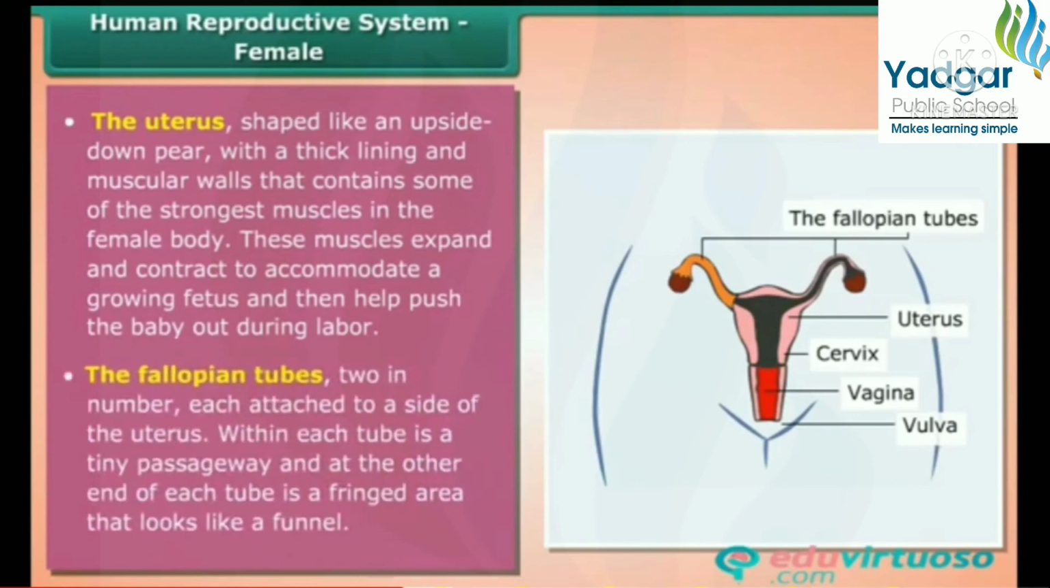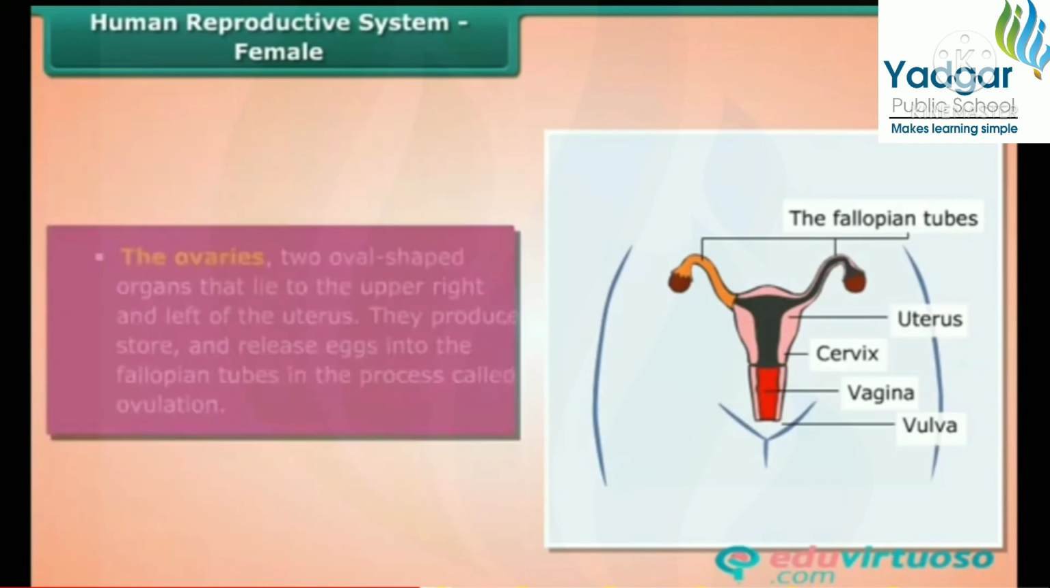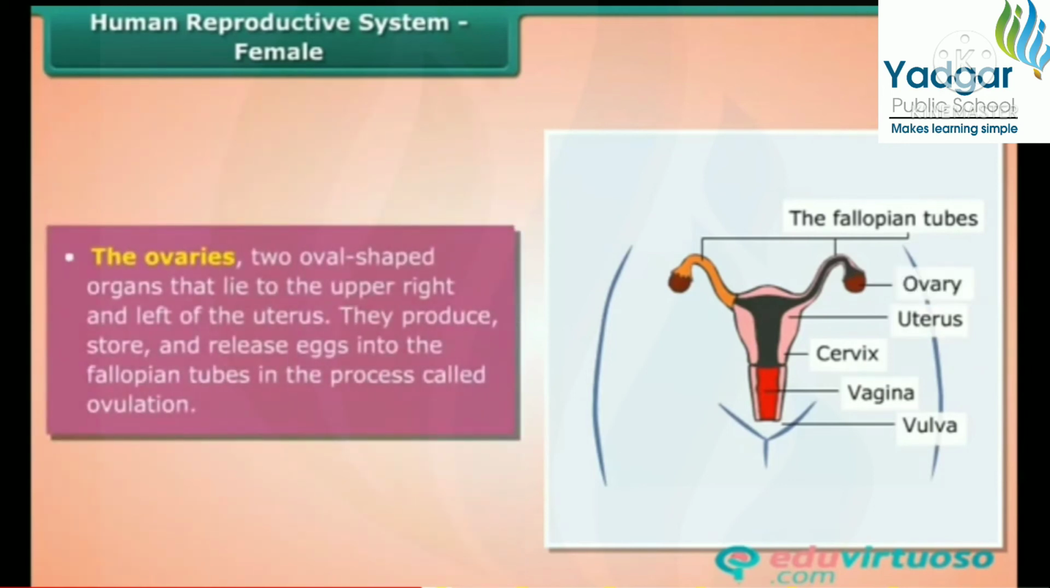The fallopian tubes, two in number, are each attached to a side of the uterus. Within each tube is a tiny passageway, and at the other end of each tube is a fringed area that looks like a funnel. The ovaries, two oval-shaped organs that lie to the upper right and left of the uterus. They produce, store, and release eggs into the fallopian tubes in the process called ovulation.